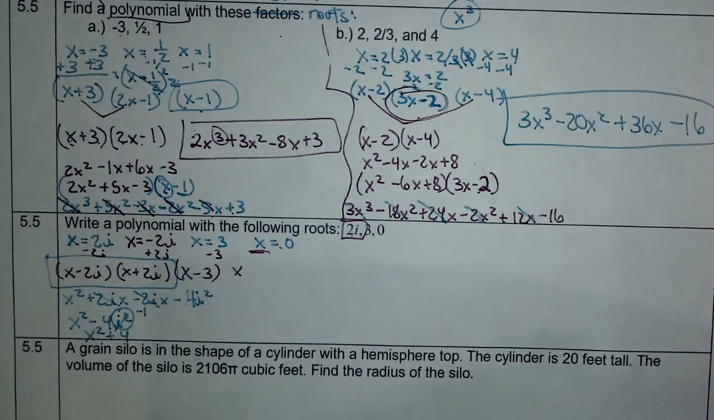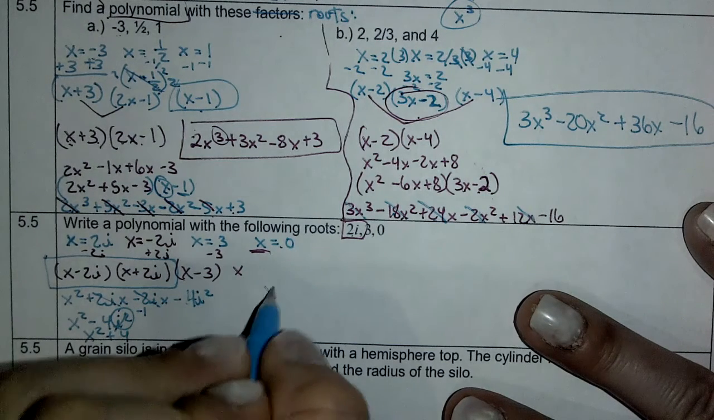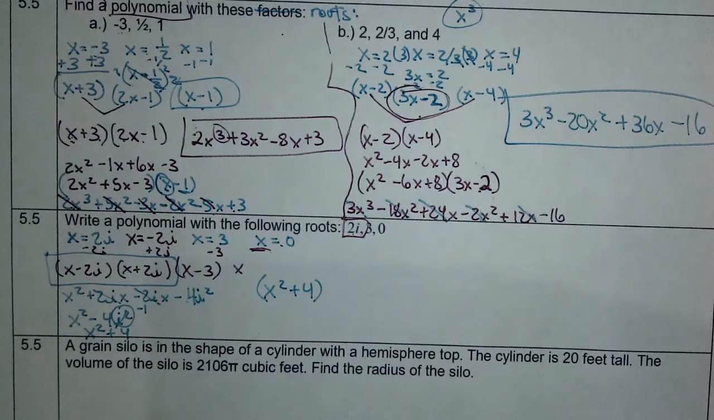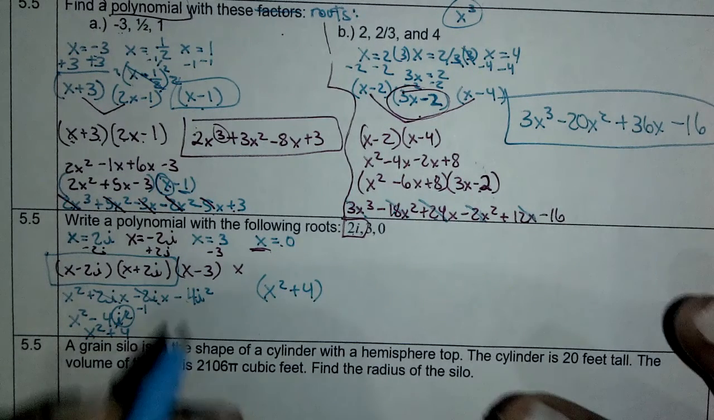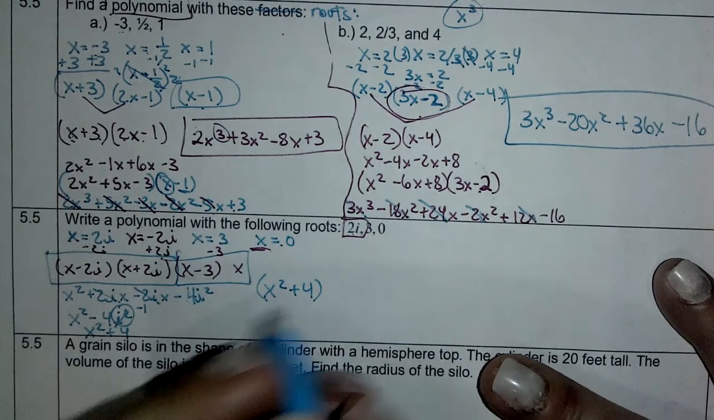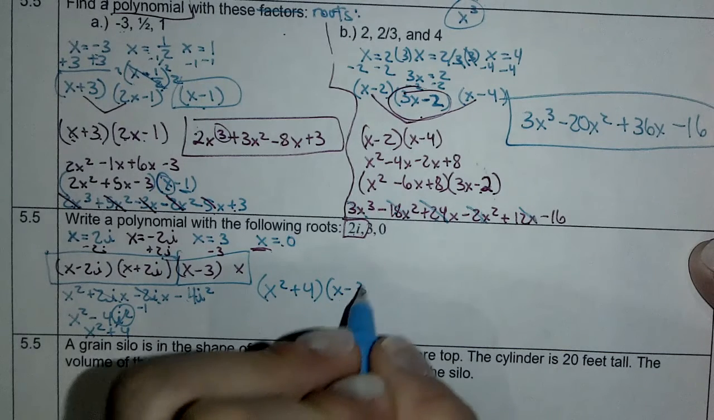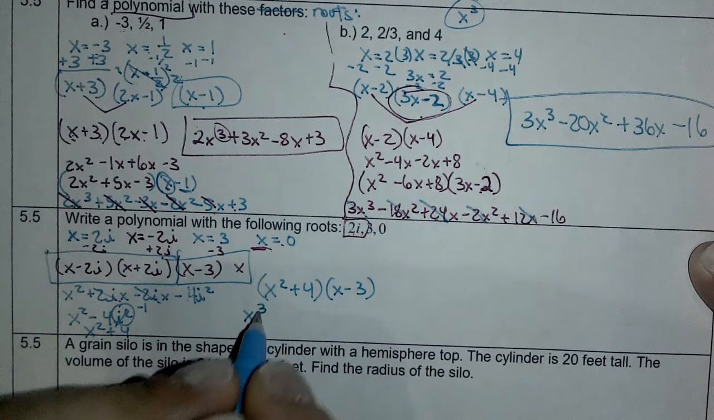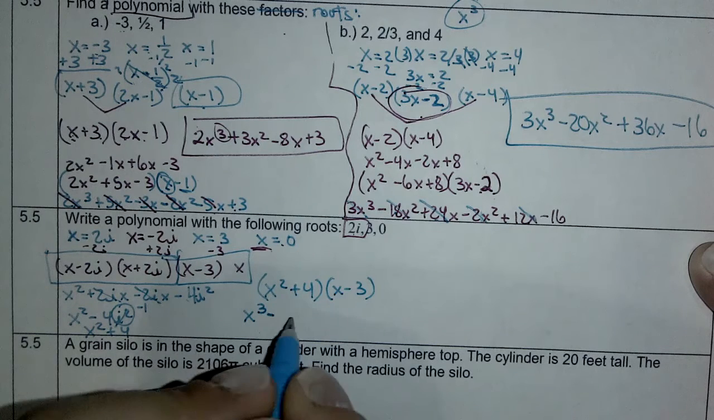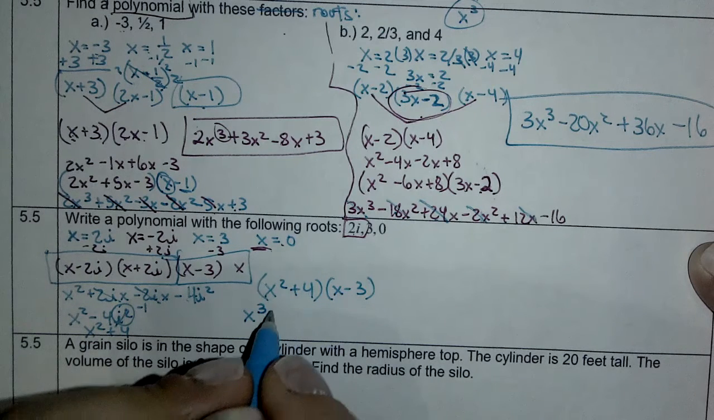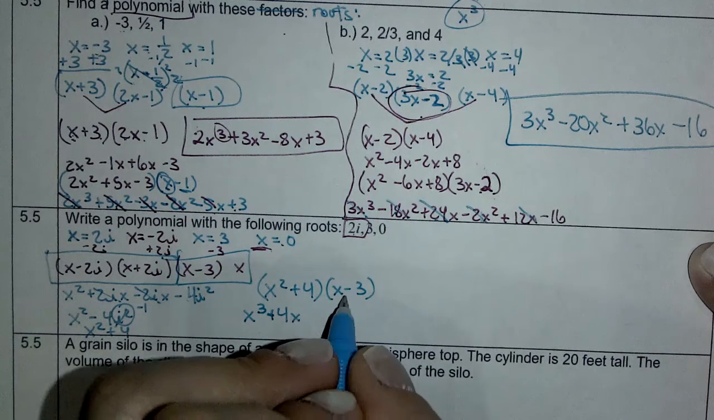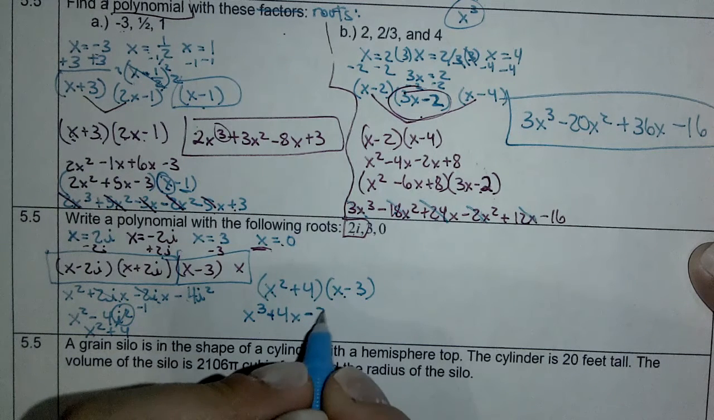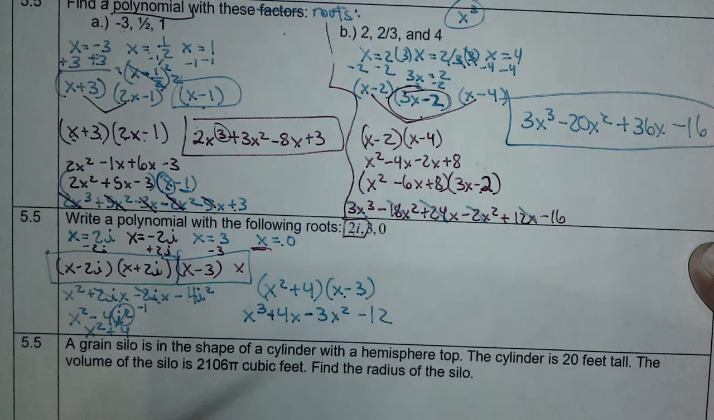Okay, so that is where we're at so far. x squared plus 4. But now we still have two more terms that we have to multiply by. So let's go ahead and multiply by x minus 3 first. So we get x to the third plus 4x. So I multiplied both terms by x. Now I'm going to multiply both terms by negative 3. So negative 3x squared minus 12.